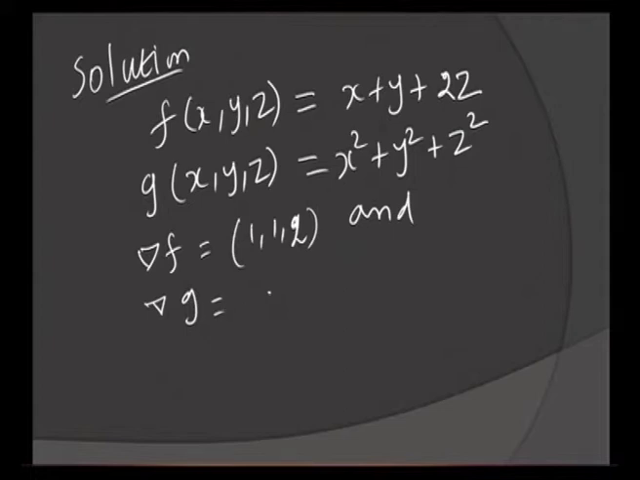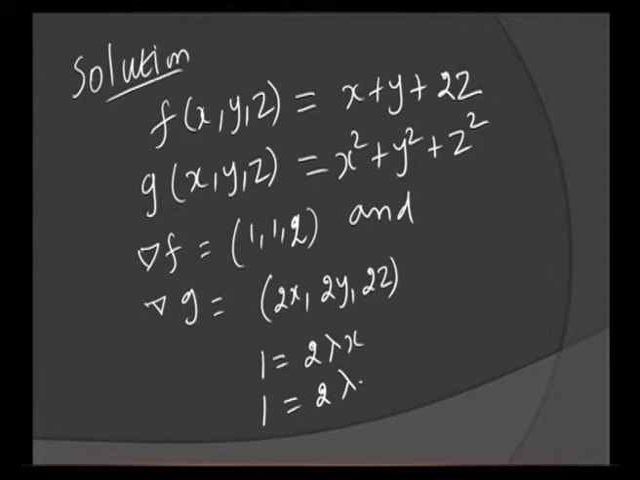is equal to 2x comma 2y comma 2z. So these are the values of del f and del g. Then the equations to be solved will become 1 is equal to 2 lambda x, that is f x, then f y, again 1 is equal to 2 lambda y, then f z, 2 is equal to 2 lambda z.